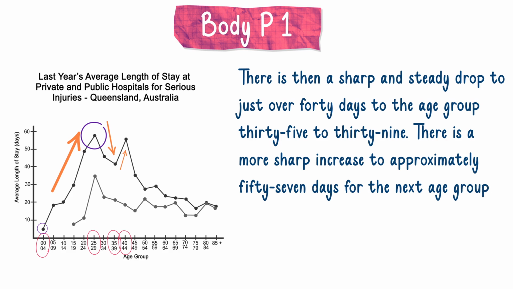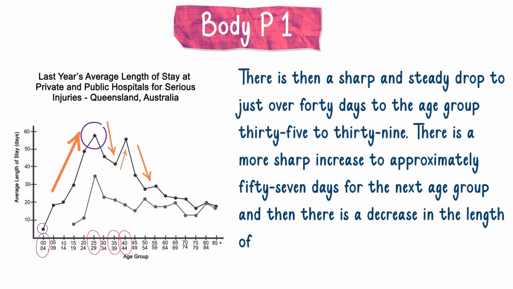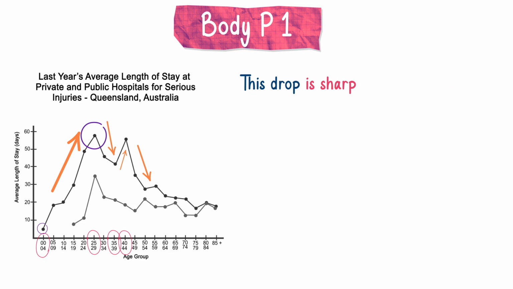And what happens after that? After that, there was a decrease, right? There is a decrease in the length of hospital stays. This drop is sharp to start with. What I mean here is that from 40 to 44, there was a very sharp decline up to 50 to 54. All right. But after that, the decline kind of slows down.